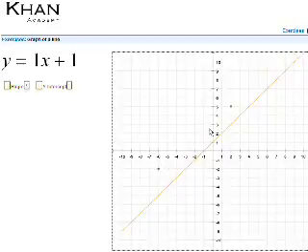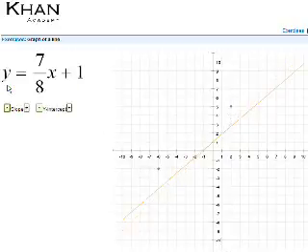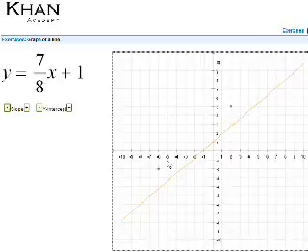So let's see. The line that we want to get will go something like that. So it looks like the current line slope is a little too high. So let me lower the slope a little bit. That looks about right. 7/8 x. So that means for every 8 you move to the right, you're going to move 7 up.